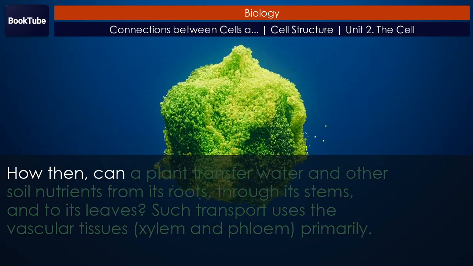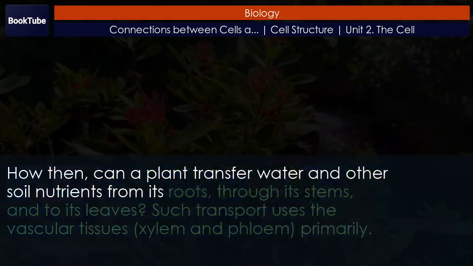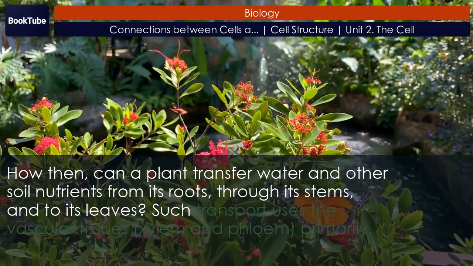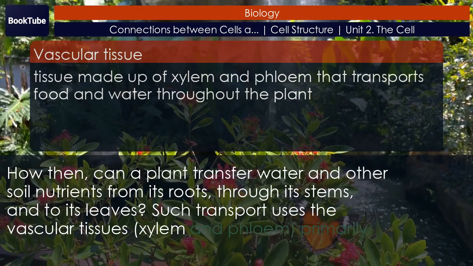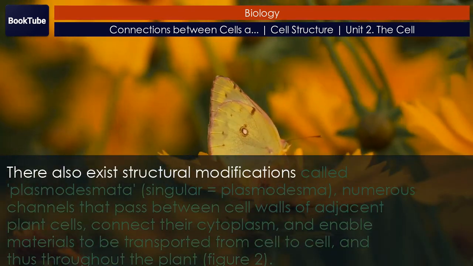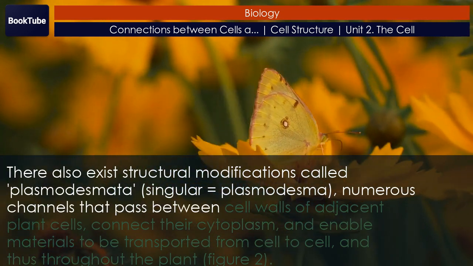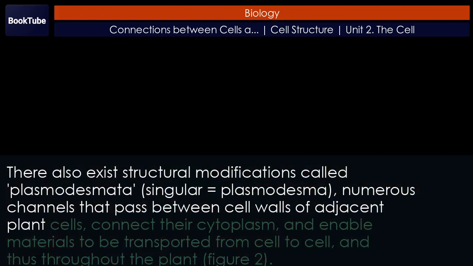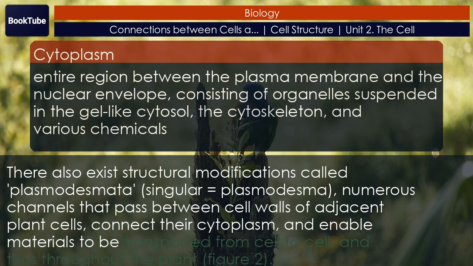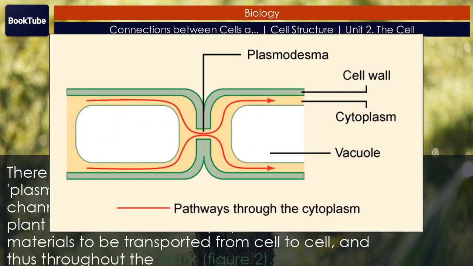How then can a plant transfer water and other soil nutrients from its roots, through its stems, and to its leaves? Such transport uses the vascular tissues, xylem and phloem, primarily. There also exist structural modifications called plasmodesmata. Singular equals plasmodesma. Numerous channels that pass between cell walls of adjacent plant cells, connect their cytoplasm, and enable materials to be transported from cell to cell, and thus throughout the plant.